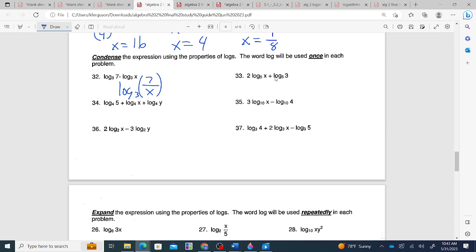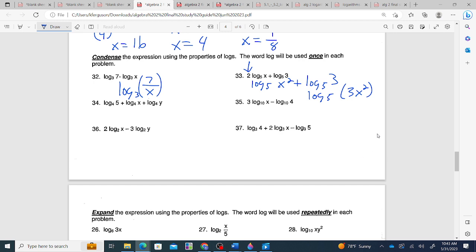That's the product quotient rule. The plus tells me I got the product rule. A number in front tells me I got the power rule. So the first thing I'm going to do is change this to log base 5 of x to the second power plus log base 5 of 3. Then I'm going to change this to log base 5 of 3 times x squared. Everybody follow me with what I did?